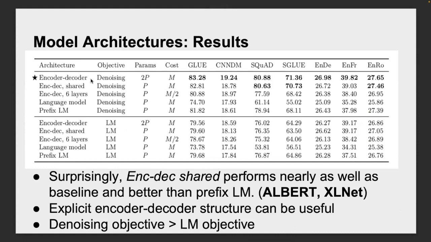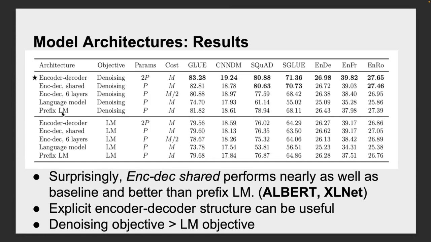So they report the performance on different architectures on different objectives. I have shown that the baseline is on the denoising objective, where you just randomly predict the randomly dropped words. You can also have a language modeling objective, which is to predict the next word, right? Just like the GPT, you always predict the next word.